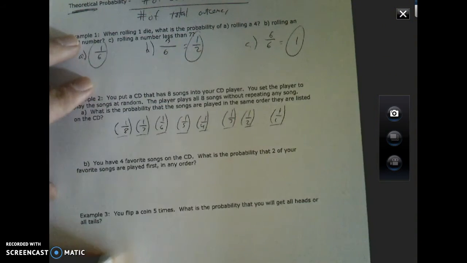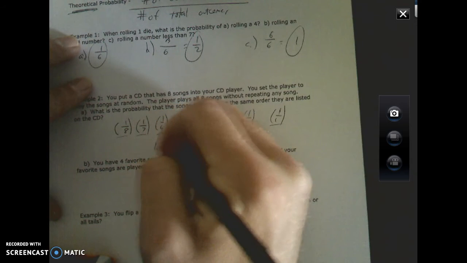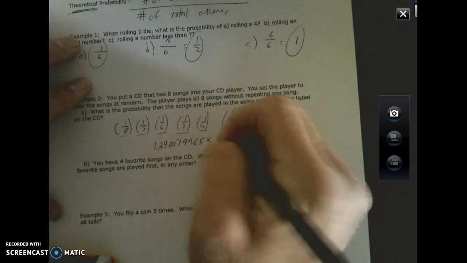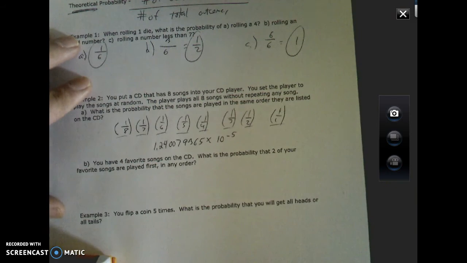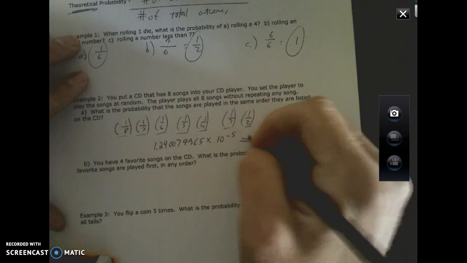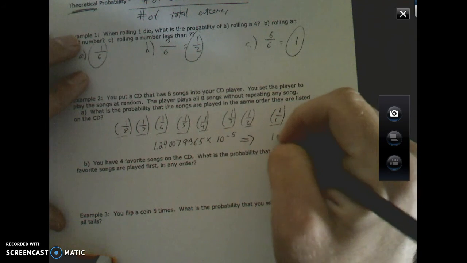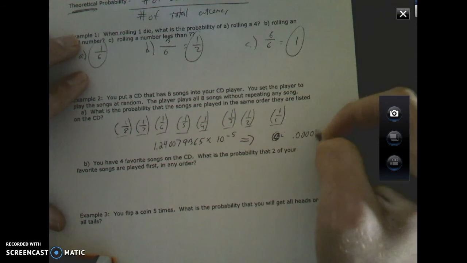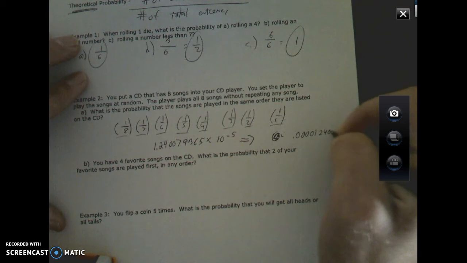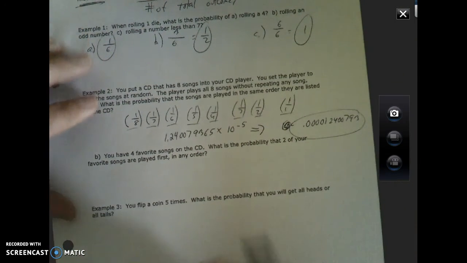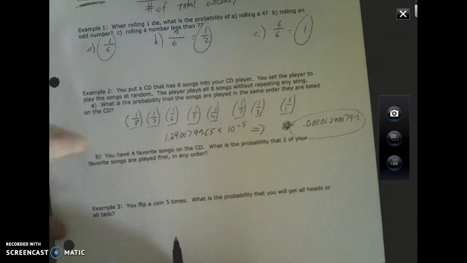Okay, so it's going to be 1.240079365 times 10 to the negative 5. Okay, so what that's saying is if I move that over, 0.0000124000793. It's a very low chance of that event occurring. Which makes sense because if it's random, like anyone here has had an iPod before, it's crazy.